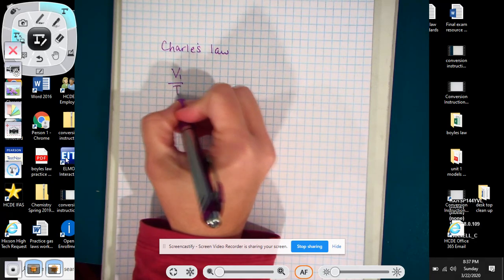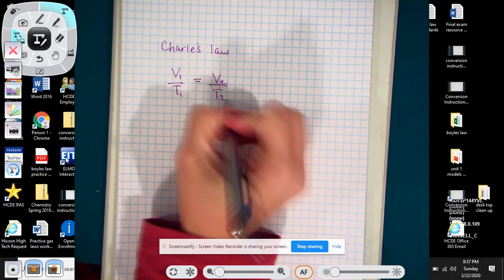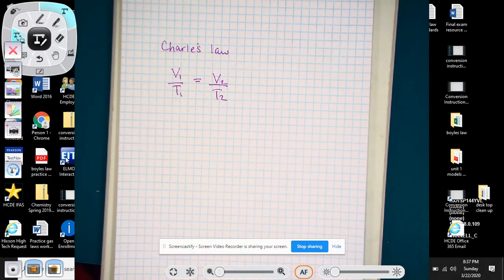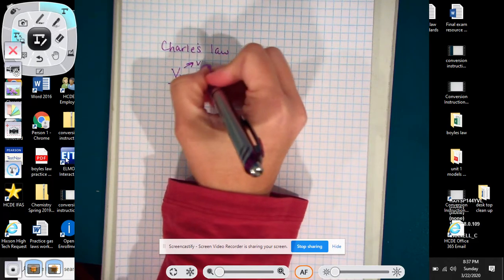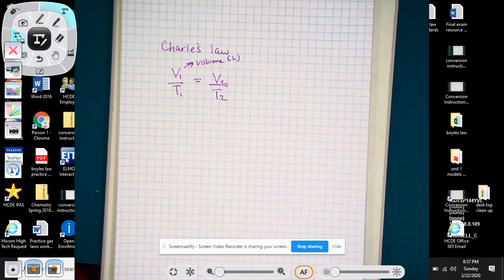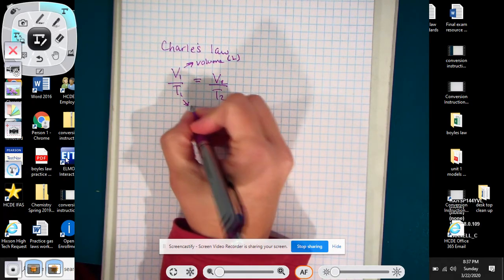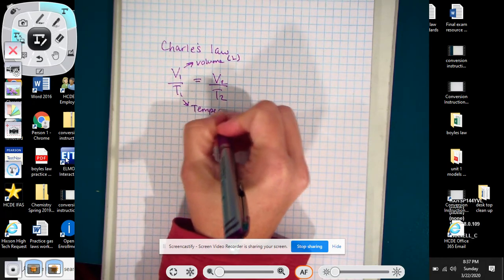All right, so this time we're dealing with volume and temperature versus last time we were dealing with pressure and volume. So the V stands for volume, and this would be measured in liters, as it was before. And the T this time is temperature, and it is measured in Kelvin.